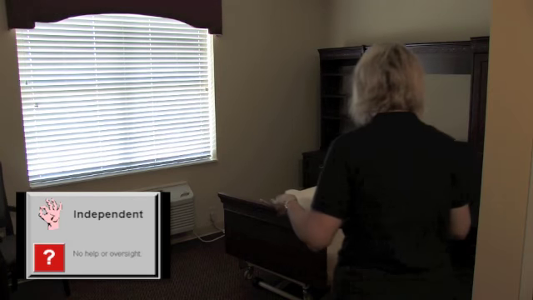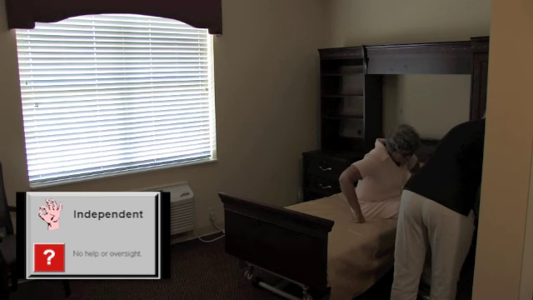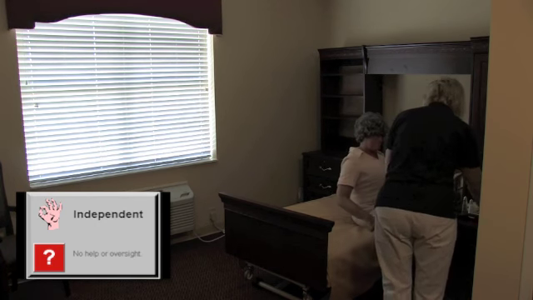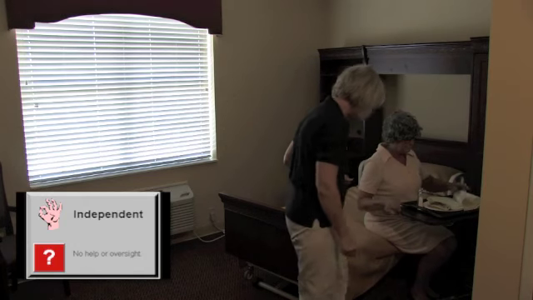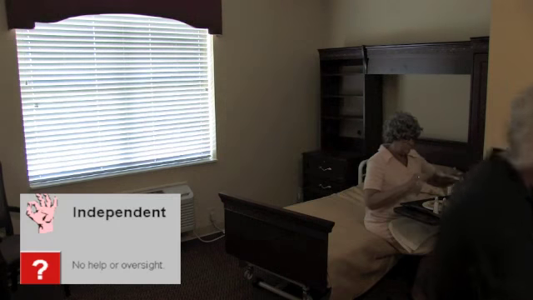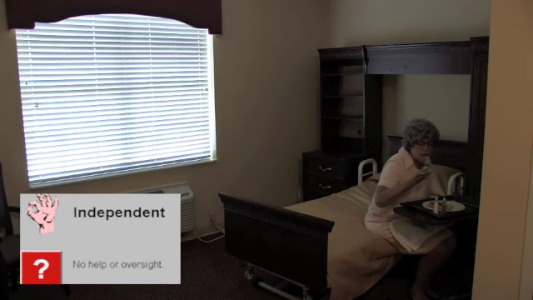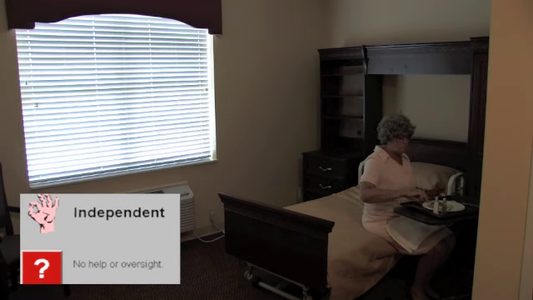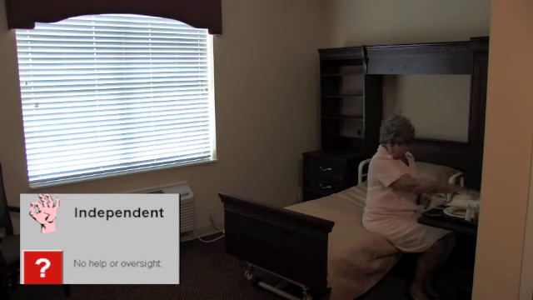Independent means you don't have to help the resident physically or by instruction. The resident can take care of daily hygiene, grooming, dressing, undressing, feeding, toileting, moving around by themselves, and walking or using a wheelchair, again with no help from anyone. Staff does not even need to be in the room with the resident while they perform these tasks.